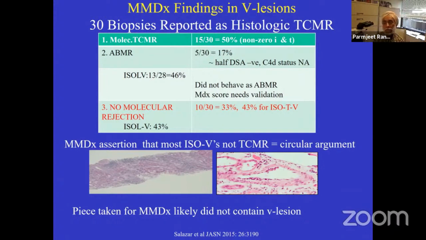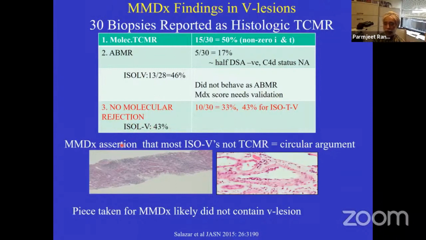So I think the value of the molecular diagnostic scores that are being put out needs a little more validation. In some cases, I think the score is so sensitive that it has the risk of letting people get treated unnecessarily. So we definitely need more studies here, recognizing the potential of these molecular tests to diagnose ABMR when histology can't diagnose it. And similarly, it said that 43% of all isolated V lesions had no molecular TCMR.